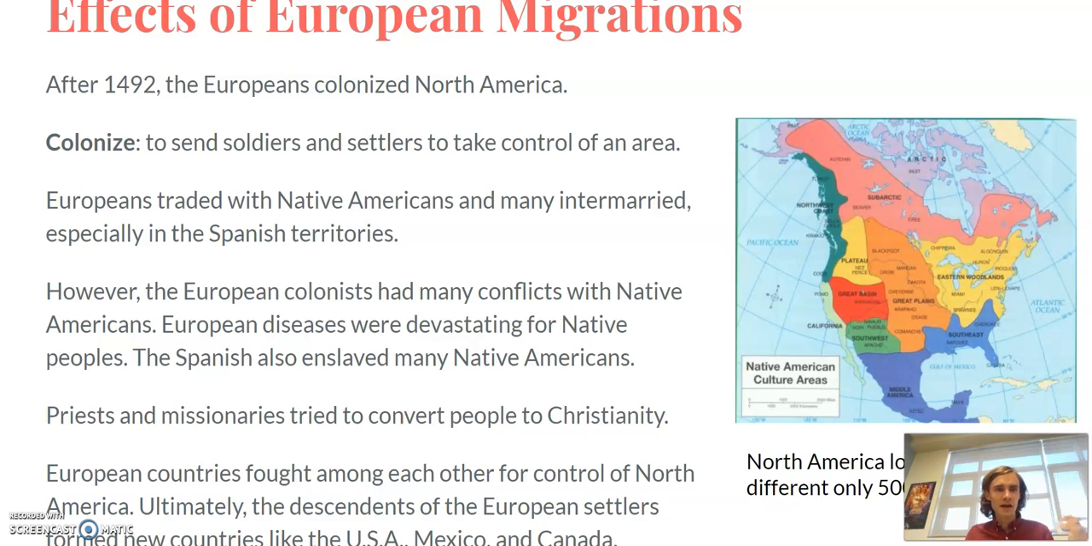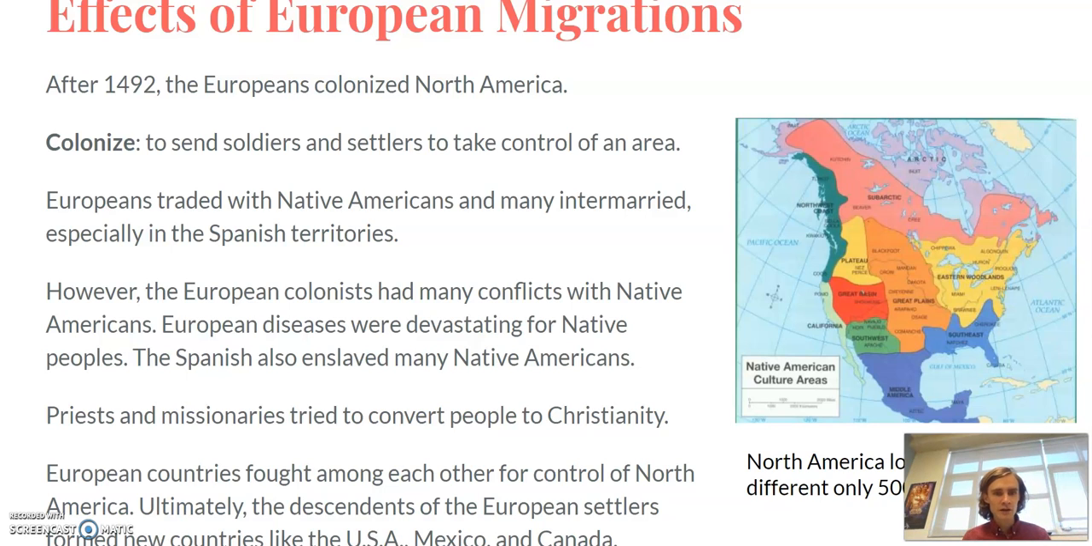There were some positive effects like trade, and some people intermarried, especially in the Spanish territories, where Spanish men often married Native American women. However, European colonists also had many conflicts, and there were many negative effects, especially for Native Americans. The Europeans brought new diseases with them that devastated the Native American peoples, and especially in the Spanish areas, they took Native Americans as slaves.